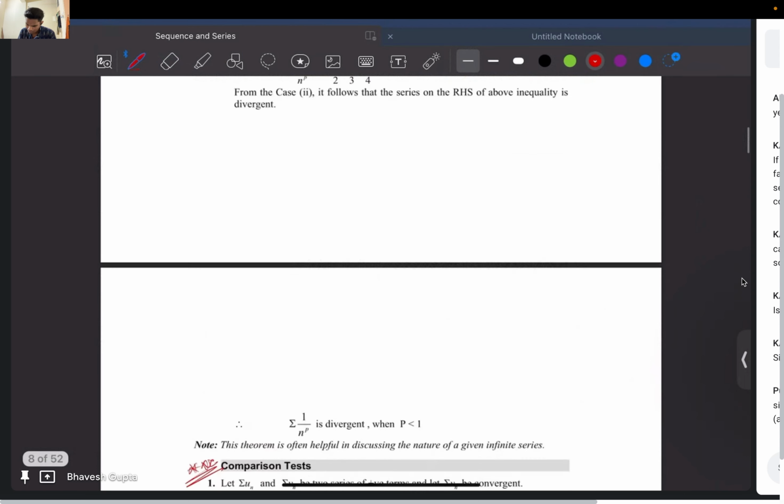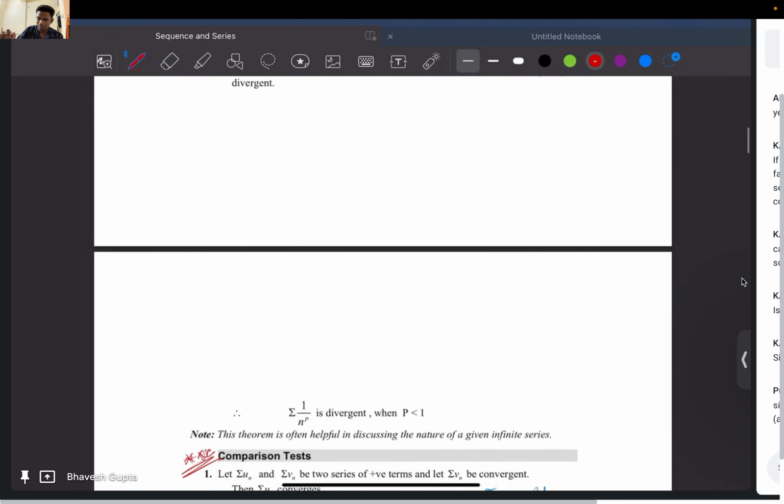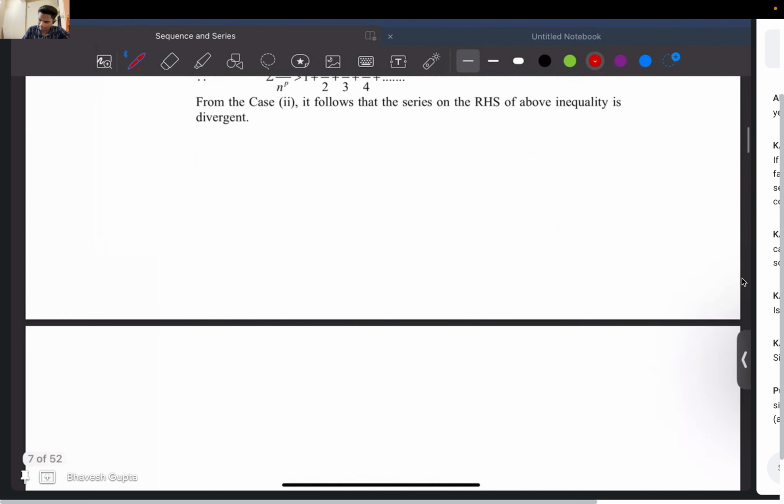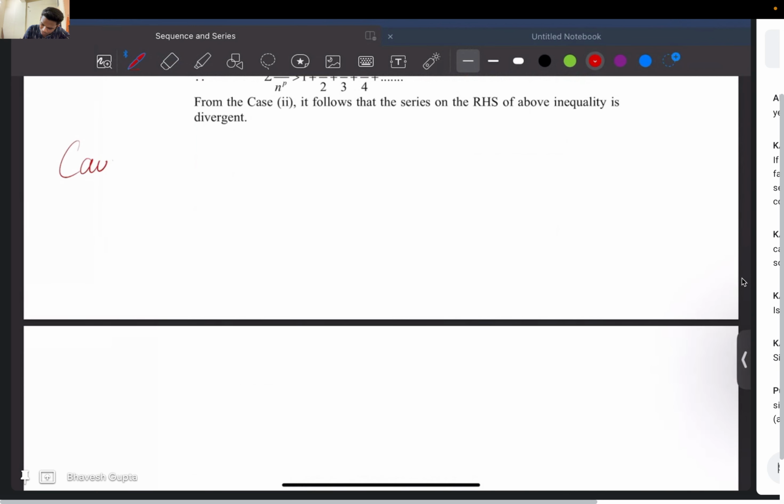Nothing much. Do you guys have any questions so far? Oh, okay, an important thing I left to talk about. There is something called a Cauchy sequence. Yeah, I have a note on this.